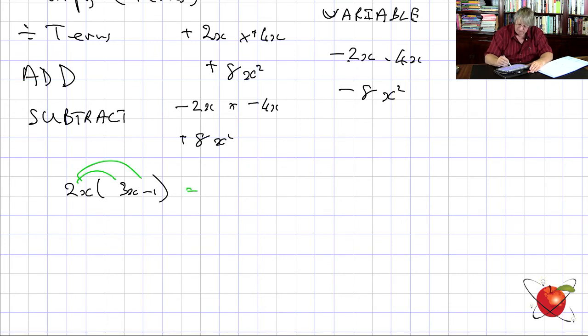Okay, let's go back to black. Okay, what is the sign? A plus times a plus is a plus. 2 times 3, 6. X times x, x squared. Plus times a minus is a minus. 2 times 1 is 2. X times, there's no x there, so it's x times 1 is an x. Okay? Let's have a look at this one now.